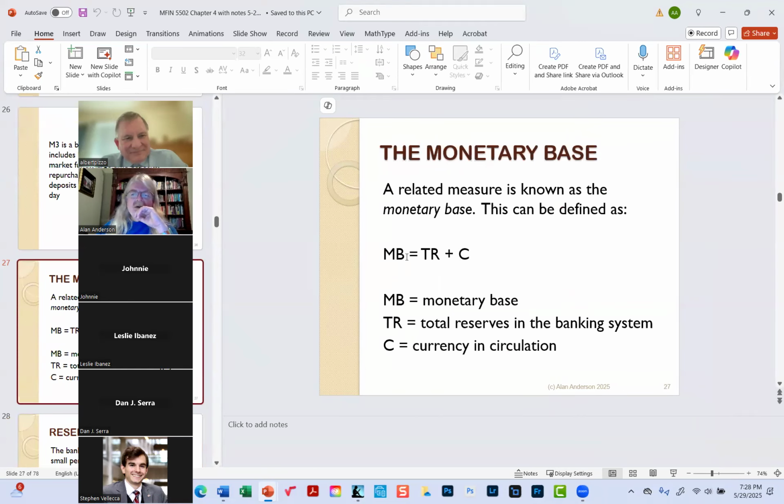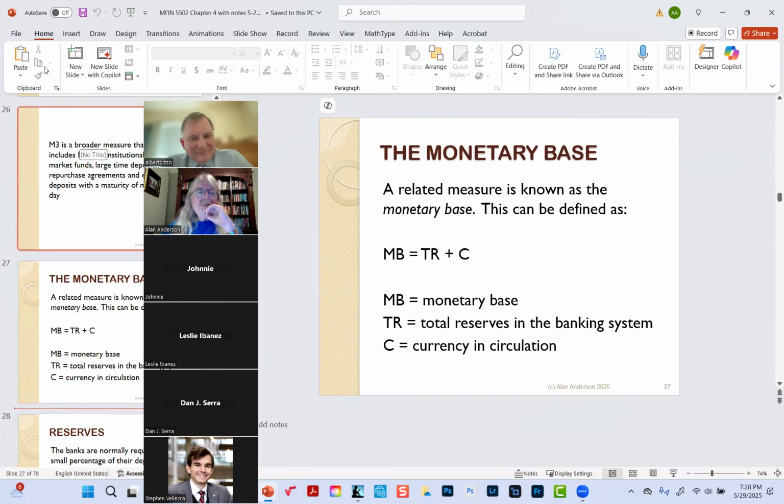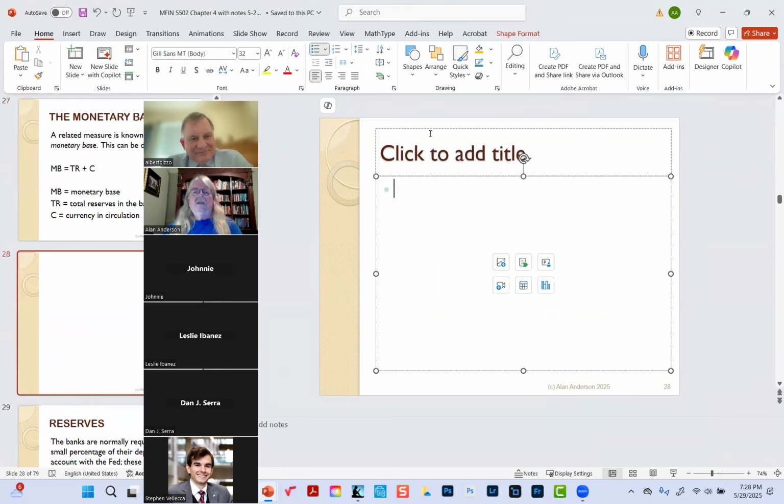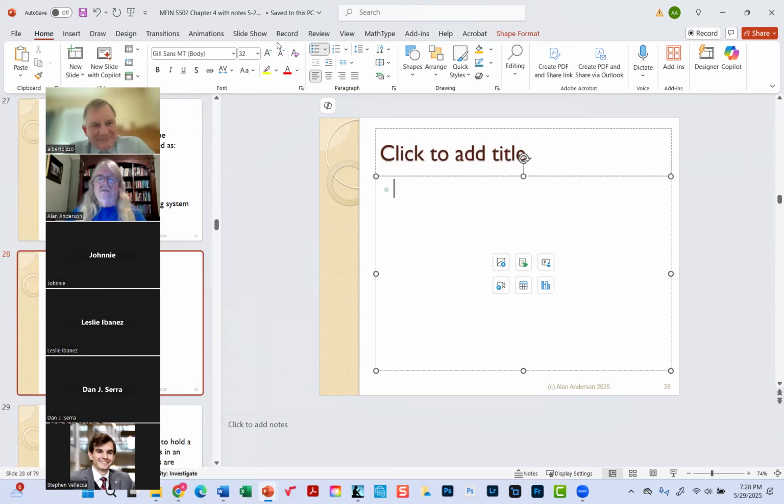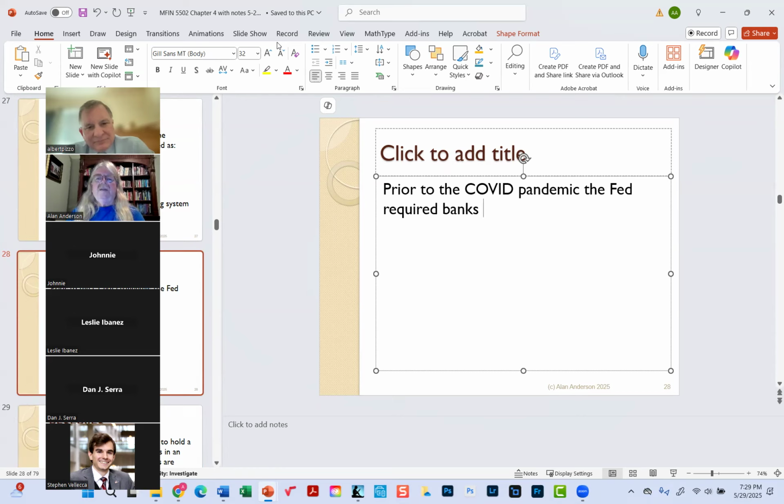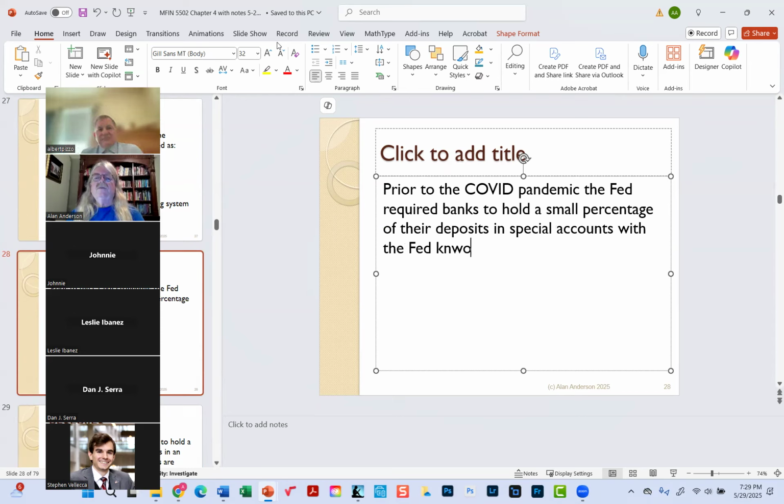We have to do a bit of a detour here for this. What happens is, or until recently, before the COVID, the Fed, in order to make sure that the banking system didn't run out of money, required banks to hold a small percentage of their deposits, and I mean really like 3% or something like that, in special accounts with the Fed known as reserves.